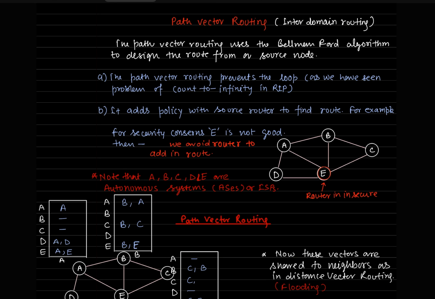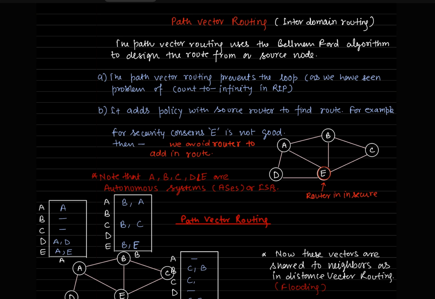What are the key features of path vector routing? Actually, path vector routing is very similar to distance vector routing. Distance vector routing was using the Bellman-Ford algorithm. Similarly, path vector routing will also use the same algorithm. But the problem with distance vector was the count to infinity problem. This problem was resolved in this routing, so path vector routing prevents loops.